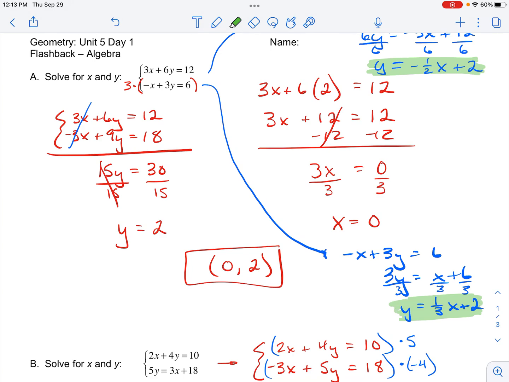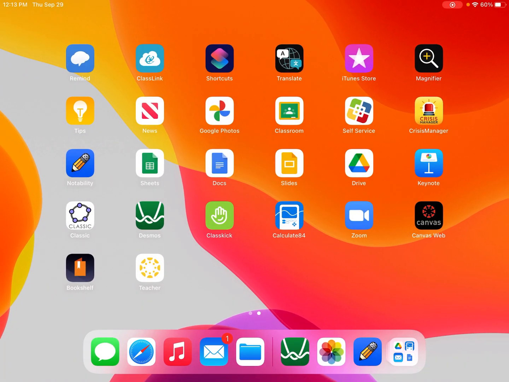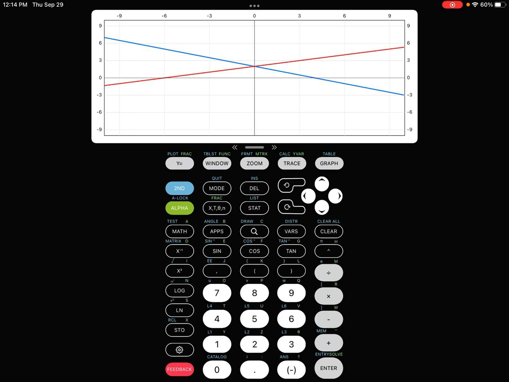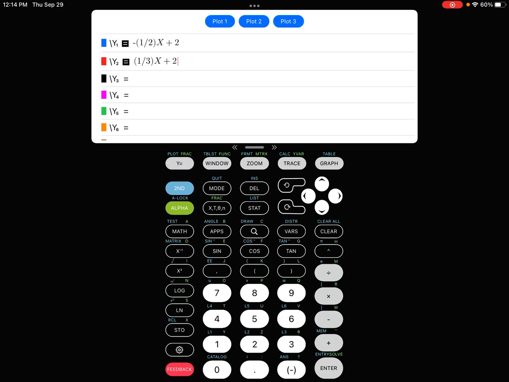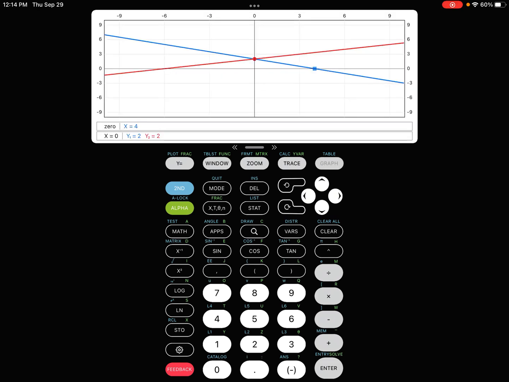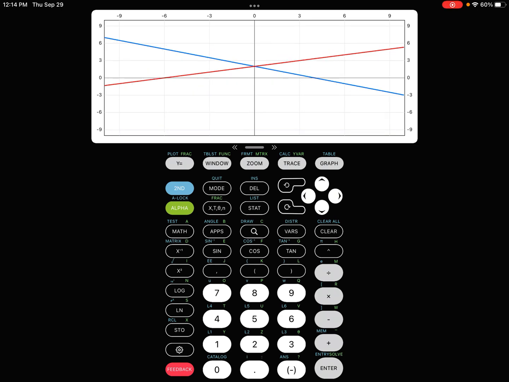So if we go to our calculator app, so mine is located right in the middle, Calculate 84, or your handheld device, you can see I've already typed in the equations. Okay, both equations are already typed in, -1/2 x plus 2, 1/3 x plus 2. And when I hit graph, I can see that the two lines have been graphed.